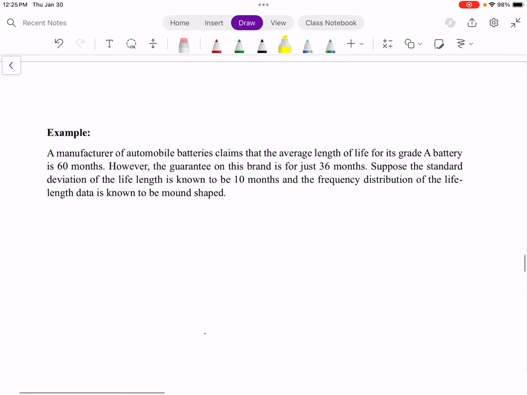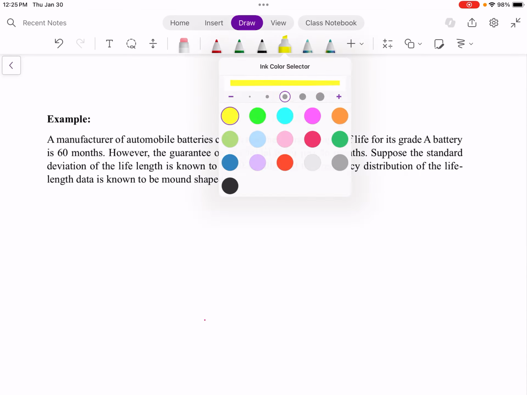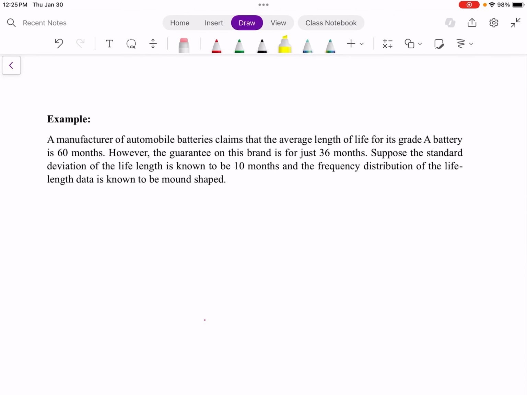So here, a manufacturer of automobile batteries claims that the average length of life for its grade A battery is 60 months. Now, what is this 60? How do we write this 60 months? It is the average length, which is x bar, right? So x bar is 60. So 60 months is the average life length for a grade A battery.